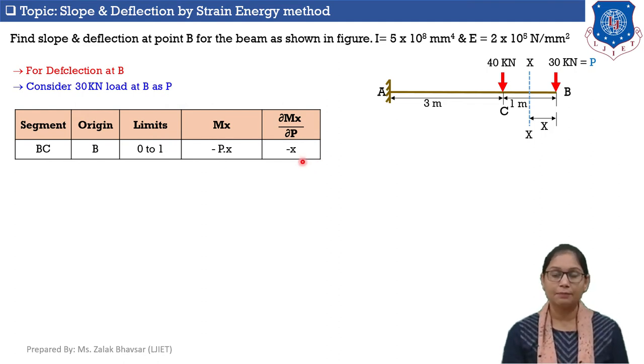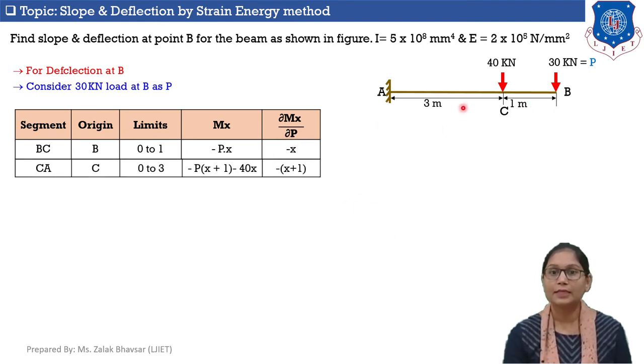Here we can simply take the value which is in multiplication of P. Now let's calculate Mx and del Mx by del P for segment CA. For segment CA, the origin will be C and the limit will be 0 to 3. Now for calculation of Mx, again I am considering one section at a distance x meter from point C, and I will take moment about this section line.